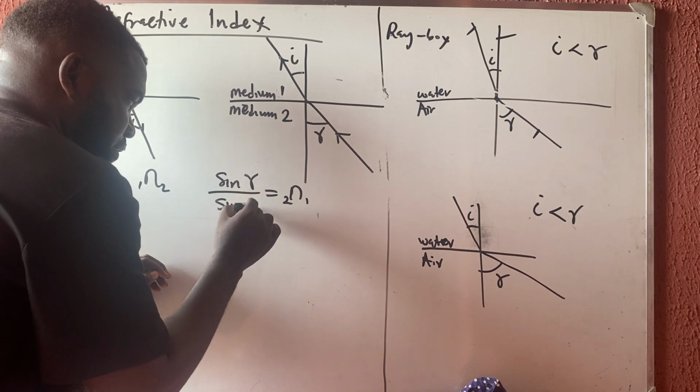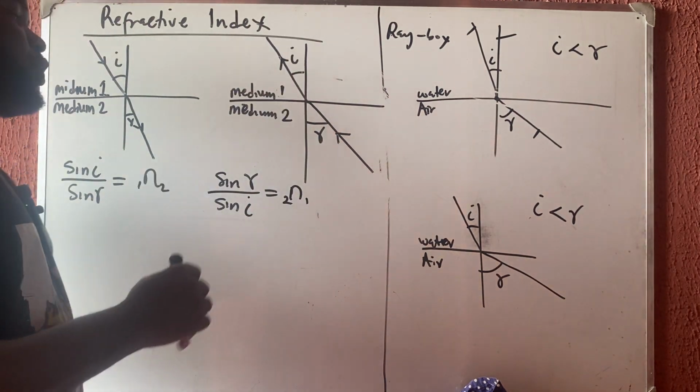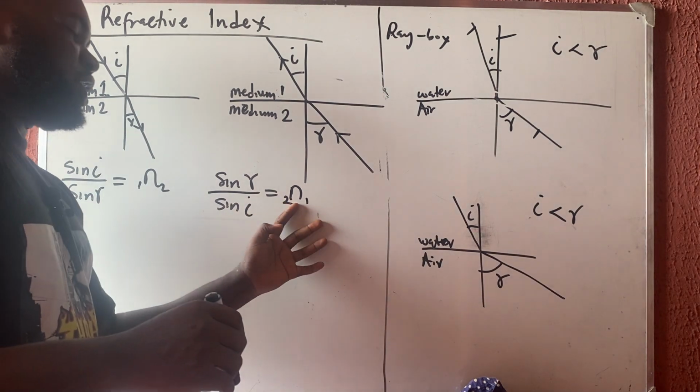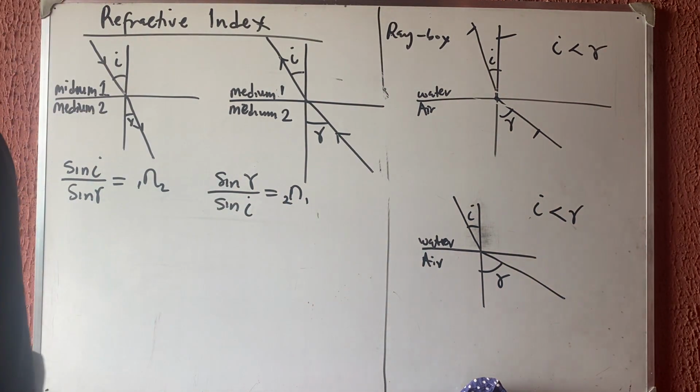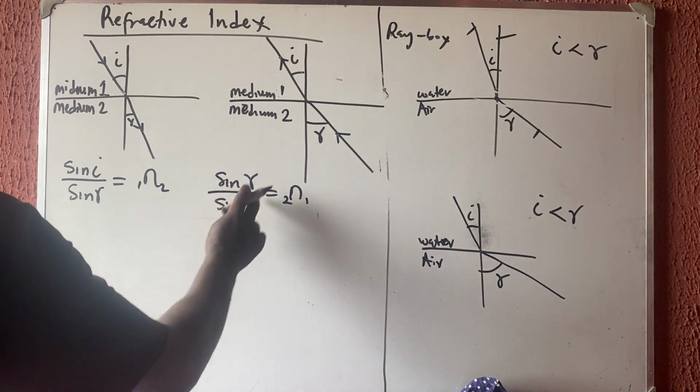I want to show you something. There's something I want to derive. It's coming from R now to I. That is the refractive index from 2 to 1. Now, let us do something. Watch me now. Watch this now.